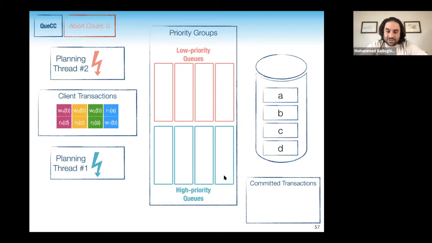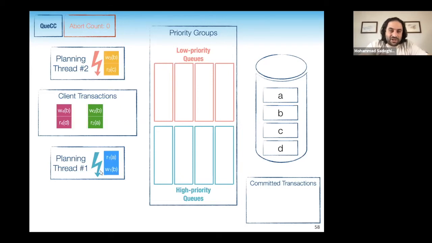But the basic idea is that we divide our records into a set of ranges, into a set of partitions, as part of the planning phase. And each of them corresponds to a range of records. Each planner thread would do the same thing. We simply divide the records into partitions, and for each of those partitions, it begins to construct a queue. So now let's see what that looks like.